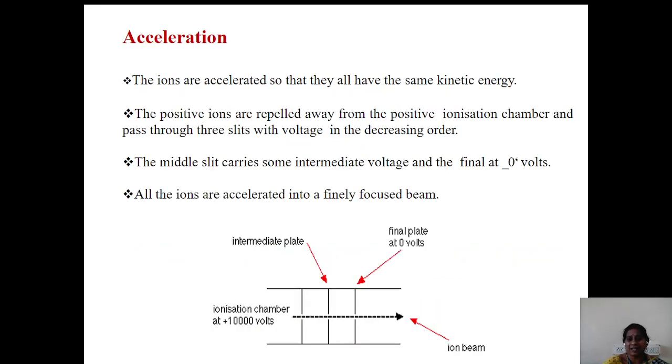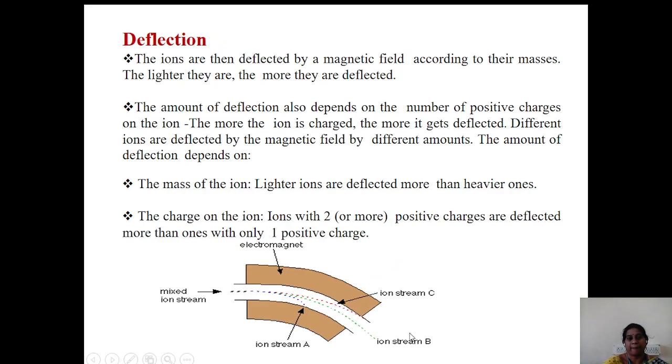Next comes the acceleration stage. These ions are accelerated so that they all have the same kinetic energy. They are accelerated by plates, three slits with voltage in decreasing order, and all these ions are accelerated into a finely focused beam. Next comes the deflection part.